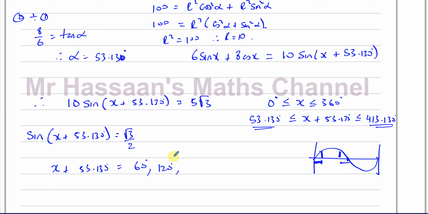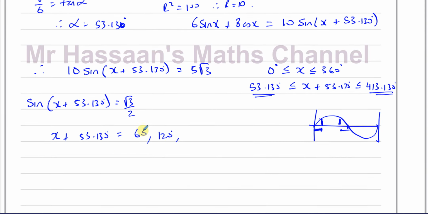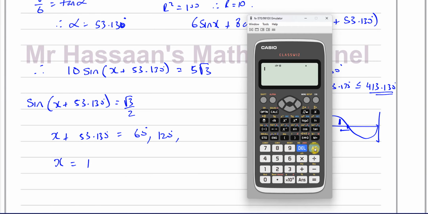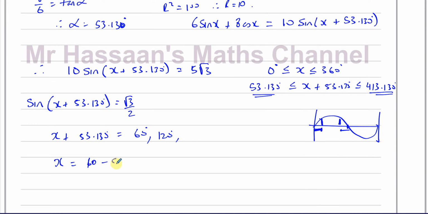So therefore, we can find our solutions by just adding 53.130 to these two. So you have x equals 60 plus 53.130. That's going to give us 113.130. Let's just, we've got to subtract this. What am I talking about? You're going to have 60 minus 53.130. You have to subtract from both sides, of course. And 120 minus 53.130. Not add. Okay, so we got 60.